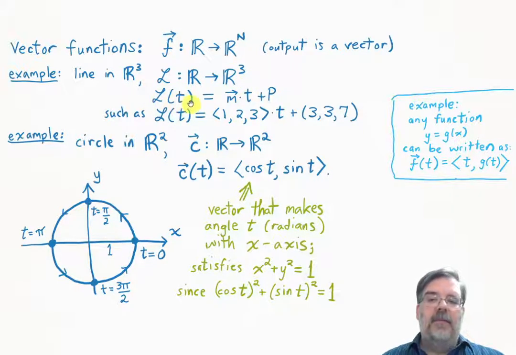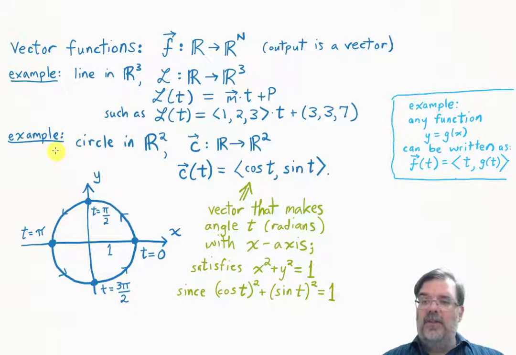We would write L of t is equal to the slope vector m times t plus p, like a point on the line. So for example, we might have an equation that looks like this: L of t is equal to the vector 1, 2, 3 times t plus the vector 3, 3, 7. That's an example of a vector function. When we think of t as like time, at different times, you'll be at a different position in three-dimensional space.